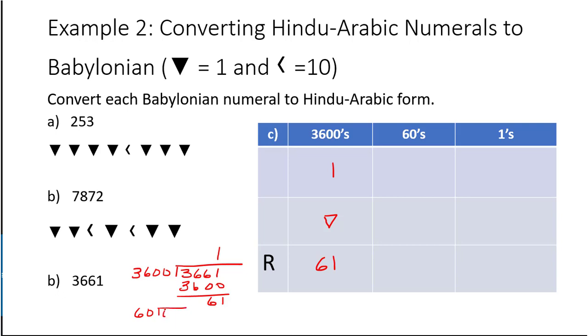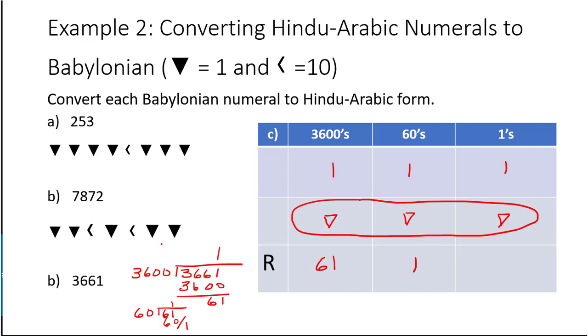So 60 goes into 61 once with a remainder of 1. So that means that we have a 1 here. We need a symbol for 1 in that position as well. And then we have a remainder of 1. So that's going to be written with a 1. So we need 1, 1 here as well. So this is an interesting number here. It would be very confusing in the Babylonian system to write the number 3,661. A person could very easily mistake it for just the number 3. What they would do is they would put extra space in between, but it still could cause problems.